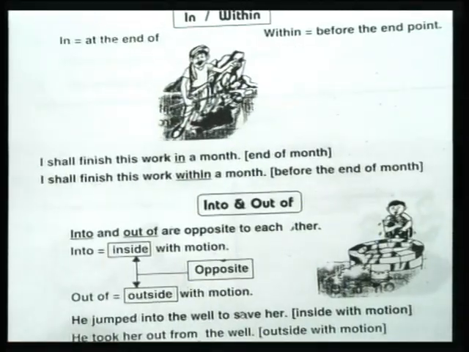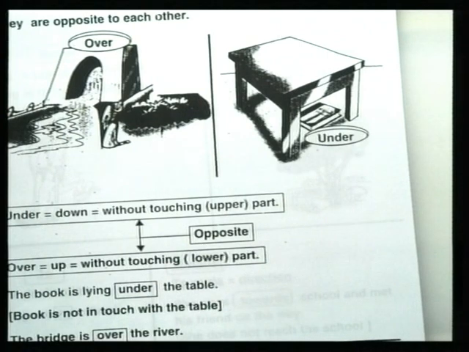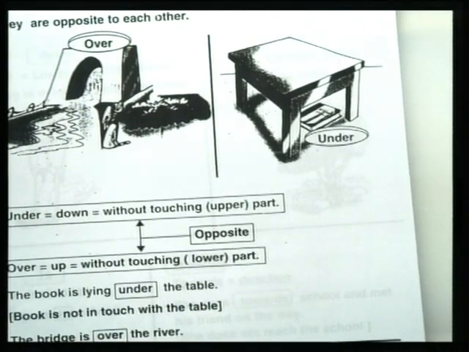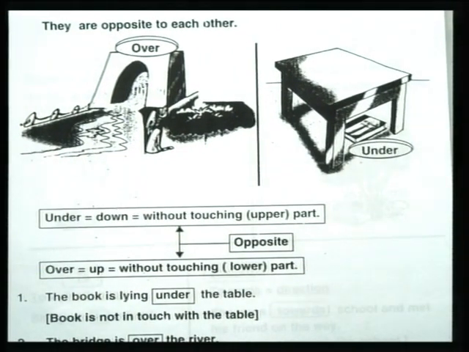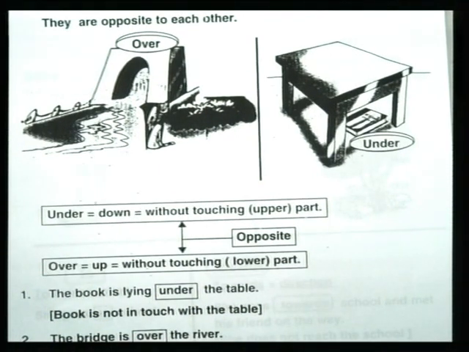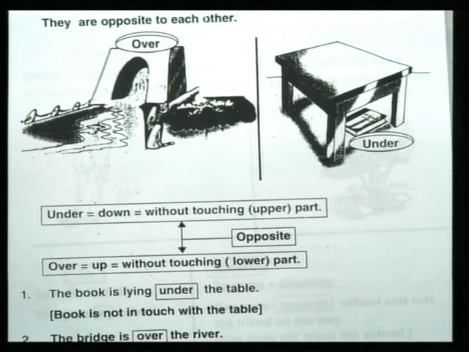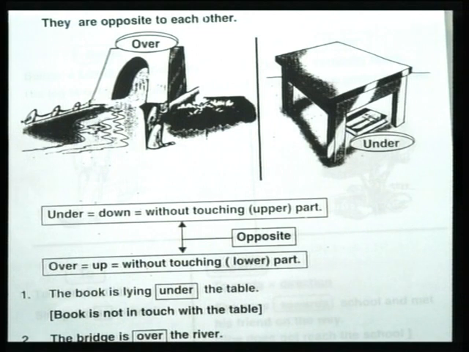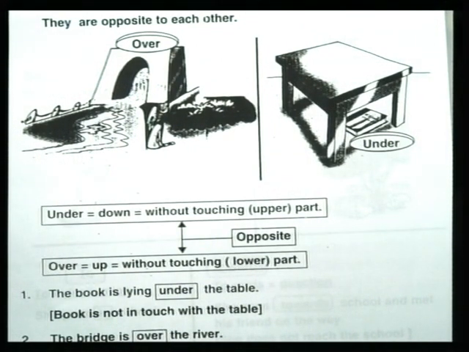Now, let us switch on to the other examples, other prepositions. Now, under. Under and over. Now see, under means without touching the upper part, and over means without touching the lower part. Under and over are opposite to each other.